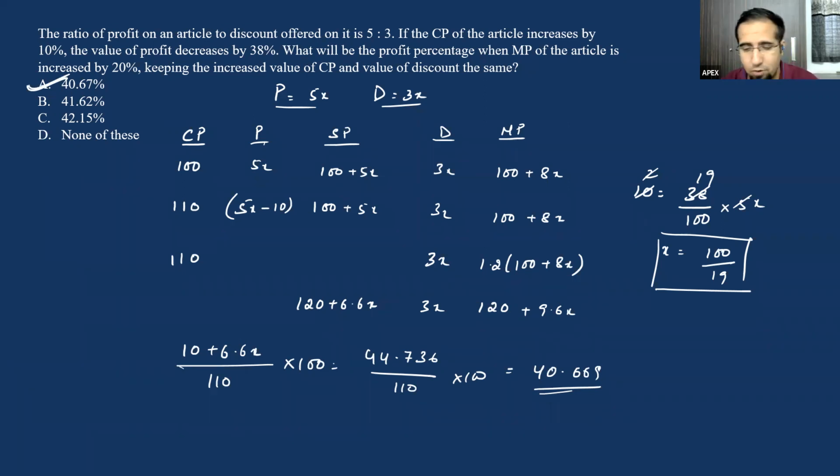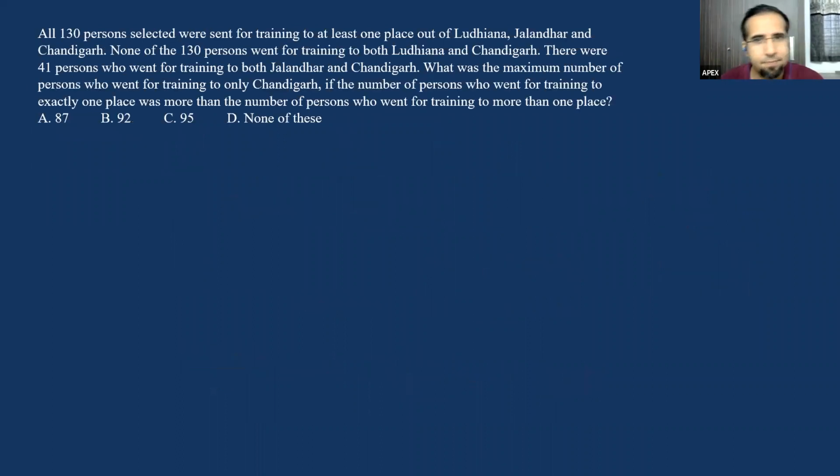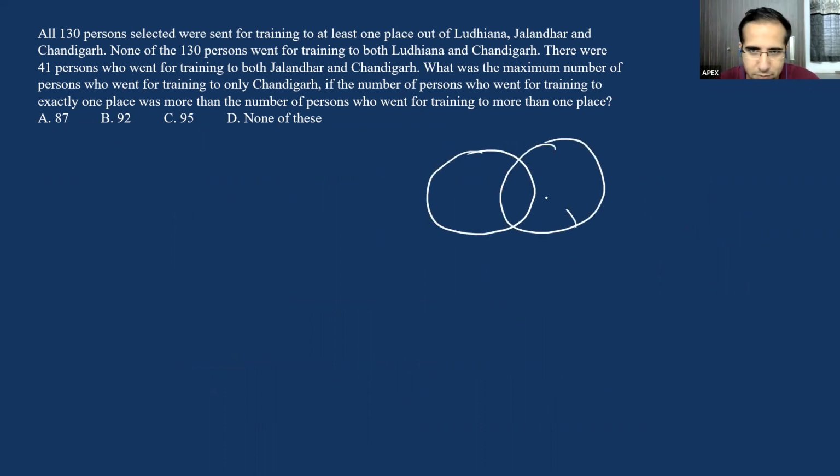You should not have missed out on the fourth question of the paper. Moving to the next question, guys. Now, again, a very interesting question on Venn diagrams. It says all 130 persons were selected for at least one place of Ludhiana, Jalandhar, and Chandigarh. At least one gives me the liberty to make Venn diagrams.